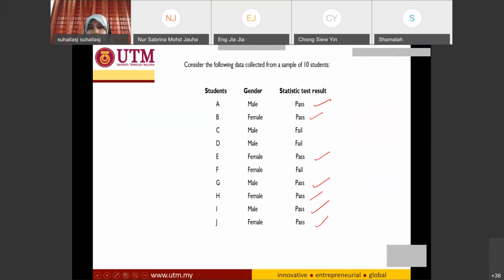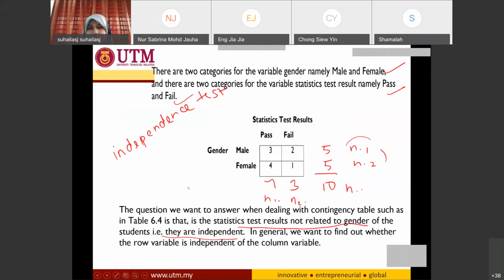Again, we have this kind of data set from the sampling that you did. We have 10 students, male and female, and a statistics test result. So we have two variables: gender and statistics test result. You want to check whether the statistics test result is independent of gender or not. You want to test the independence. So from this observation, you put it in a contingency table. For example, 3 male students passed the statistics test, and so on.